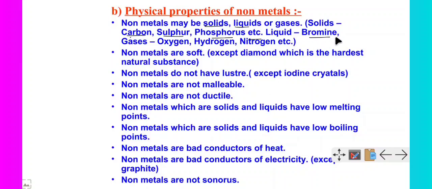Okay, liquid nonmetal. Bromine is a liquid nonmetal, and gases: oxygen, hydrogen, nitrogen, etc. Non-metals are soft. In case of metals, metals are what? Hard and rigid. But in case of non-metals, they are soft except diamond.